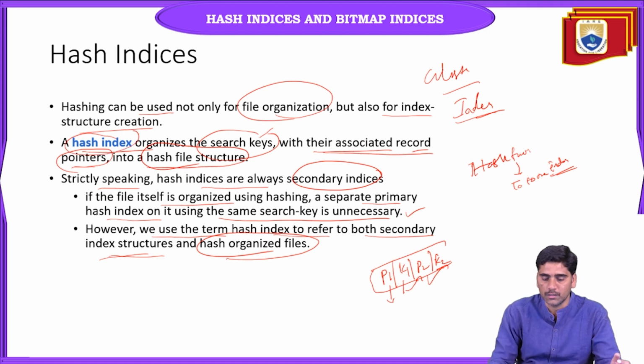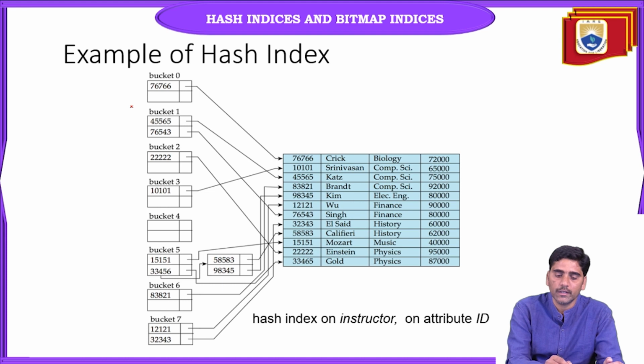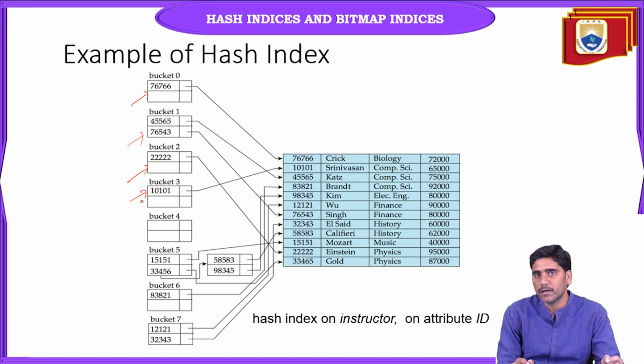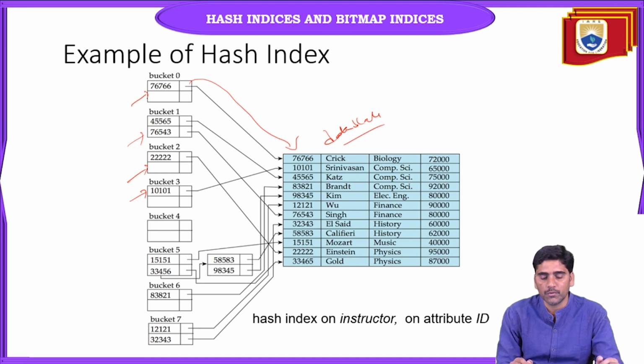Hash index or hash indices. Now, an example of a hash index. Here the hashing mechanism allows creating a number of buckets. Each bucket contains records and also search key values. The bucket is pointed to the data block. In this example, the hash index is on the instructor relation on the attribute ID.